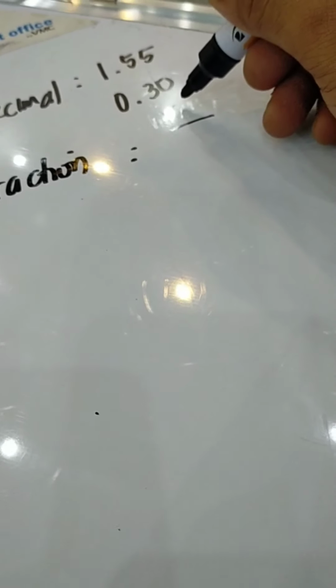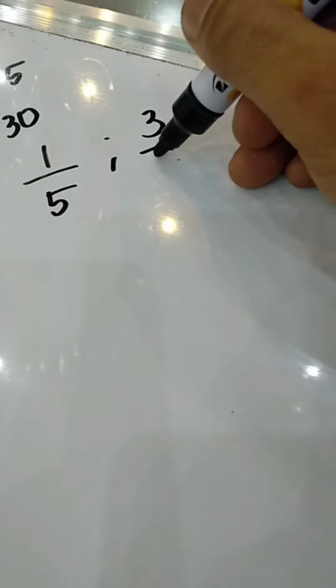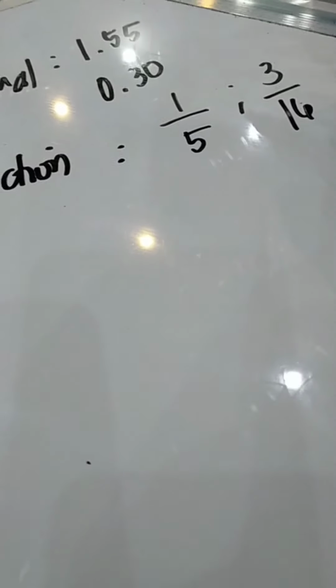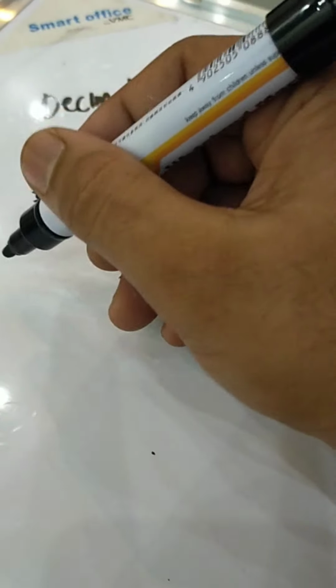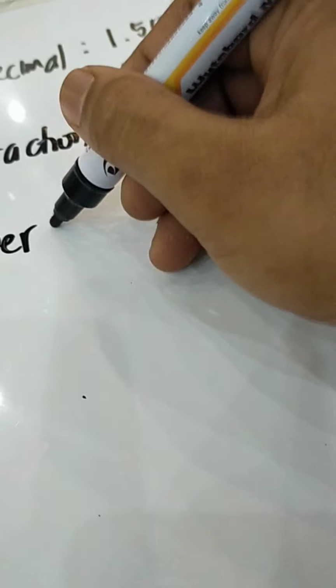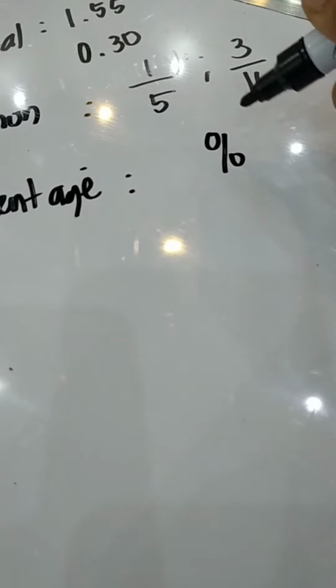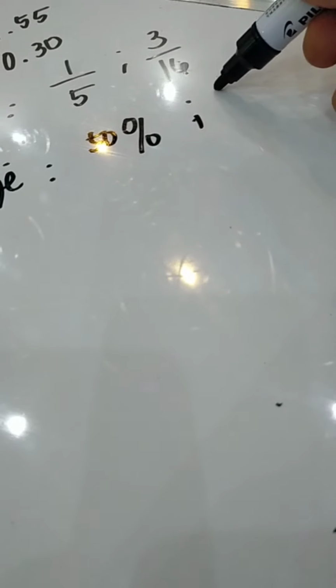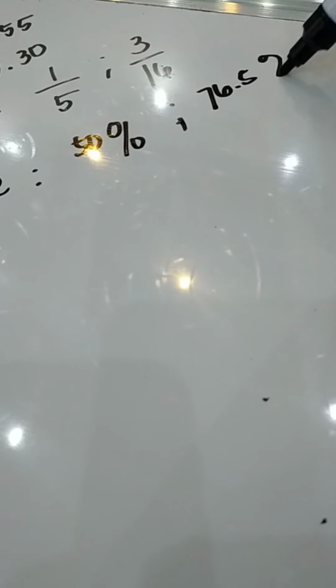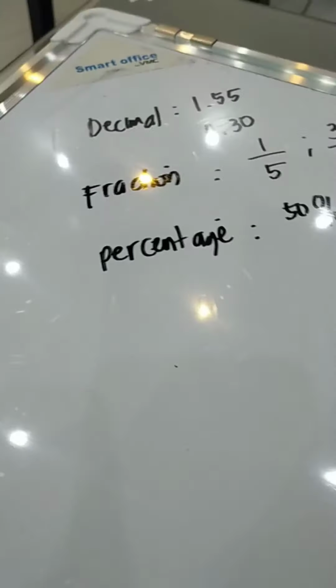So for example, we have 1/5, and also fraction, another example is 3/16. So denoted with a bar. Next is the percentage, denoted with a percent sign. So for example, that is 50%, or another example is 76.5%.